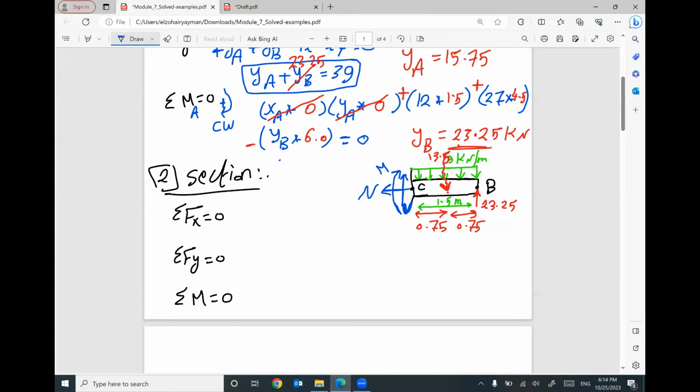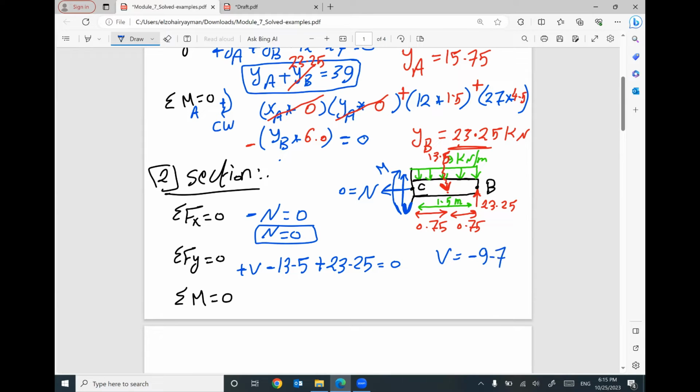Summation f of x equals 0. I don't have anything in x except the negative capital N will be 0. So capital N will be 0. We don't have axial force. If you apply summation f of y equals 0, I have positive V, negative 13.5, positive 23.25 equals 0. The only unknown in this equation is capital V, which is the shear force. Your value will be 23.25 minus 13.5. I got negative 9.75. Negative means I assumed the wrong direction. Your shear is going up. I'm sorry, it's wrong. It should go down.